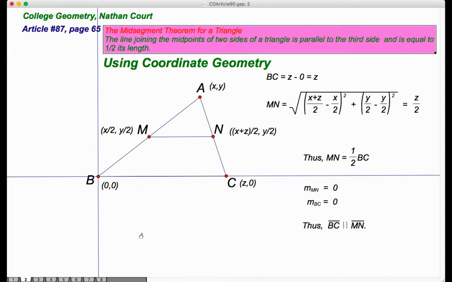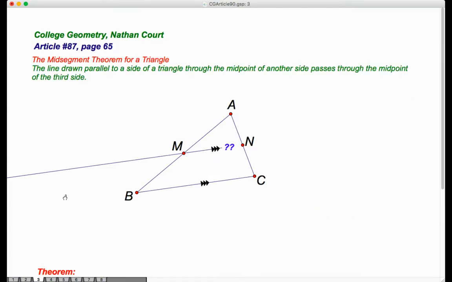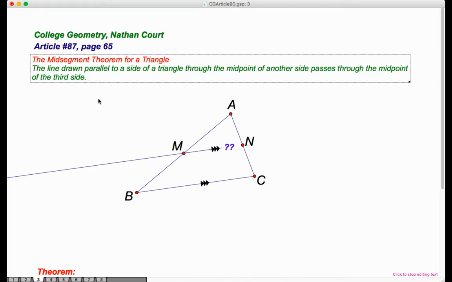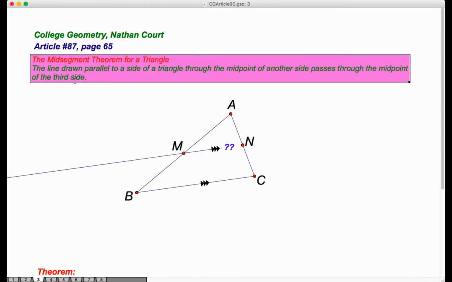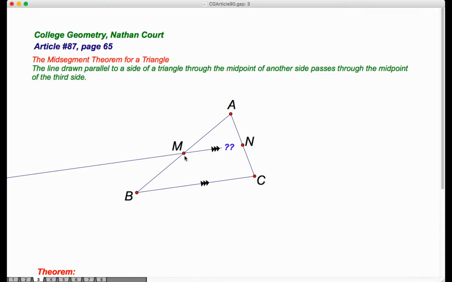But to prove the second statement, the line drawn parallel to a side of a triangle through the midpoint of another side passes through the midpoint of the third side. So it's a different version of it, but it's still identical to the mid-segment theorem. What it does is this. If I construct a line that passes through M and is parallel to segment BC, will it pass through N? And that's the question. It will definitely, because that's what the theorem is.